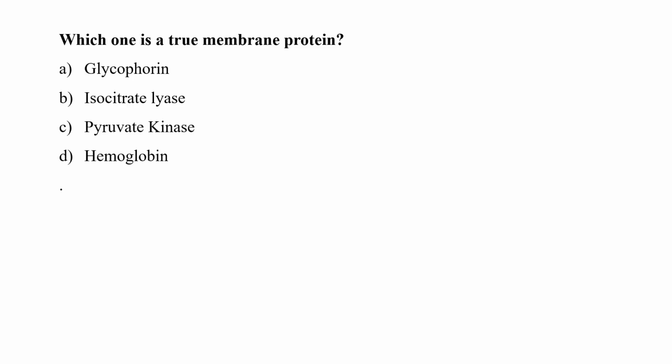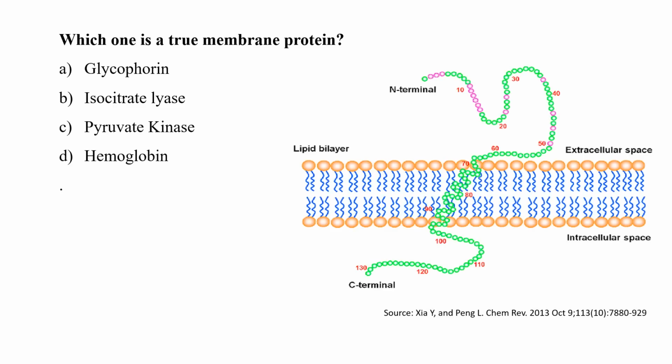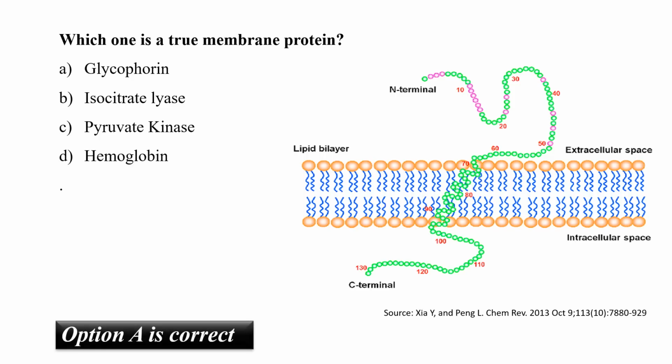Which one is a true membrane protein? Glycophorin, isocitrate lyase, pyruvate kinase, or hemoglobin? As you can see in the figure, glycophorin A is a type 1 single-span membrane protein of RBC with an extracellular N-terminal domain which is modified with sialic acid. Due to the sialic acid, it has a negative charge on the outer cell surface side. So option A is the correct answer: glycophorin is a membrane-bound protein.